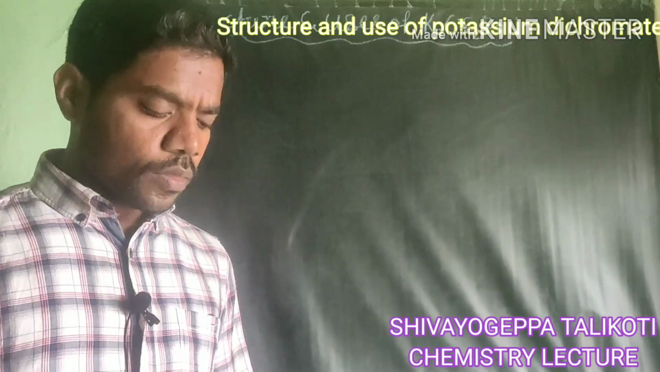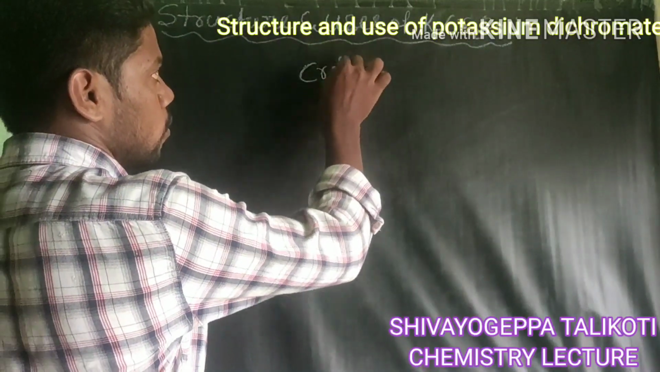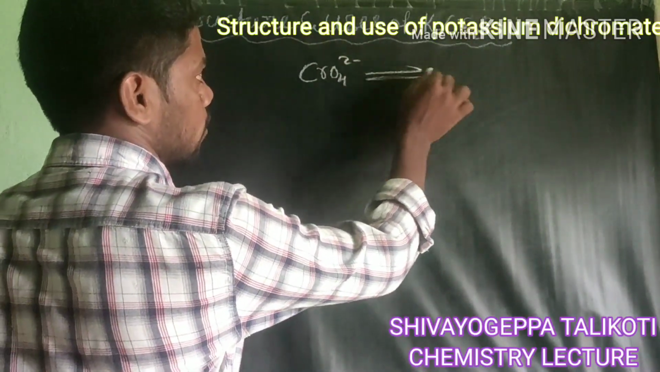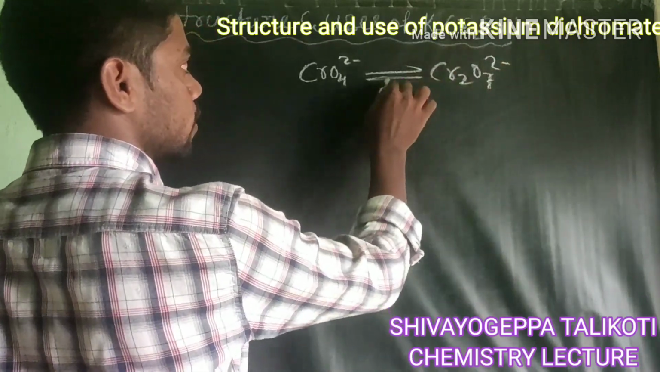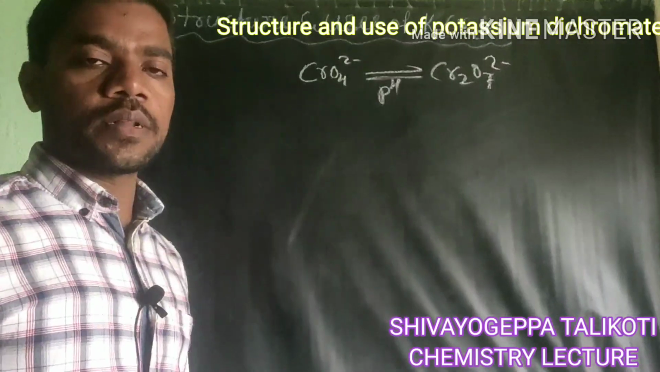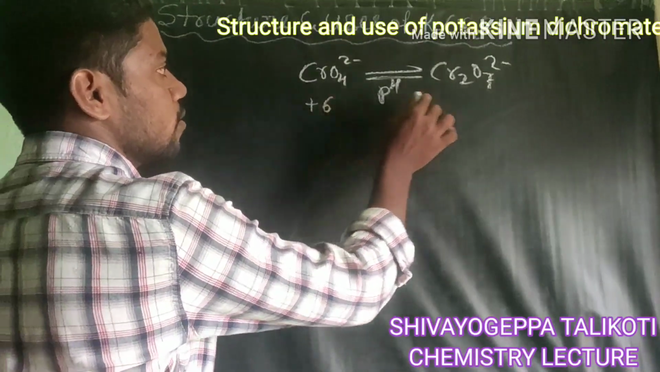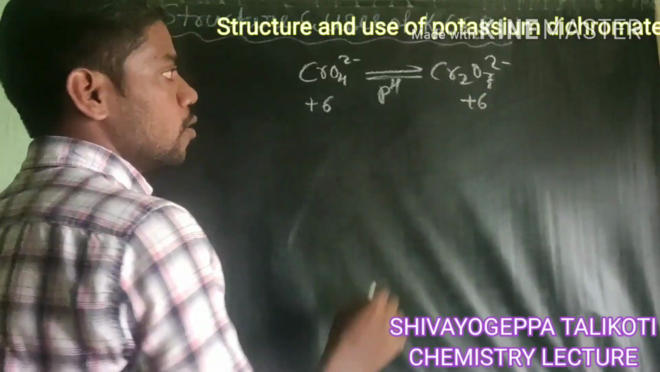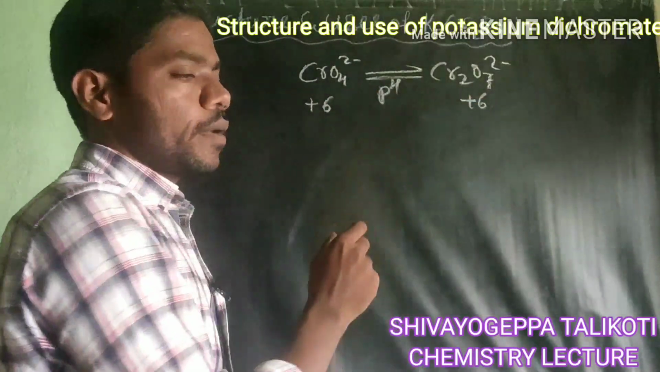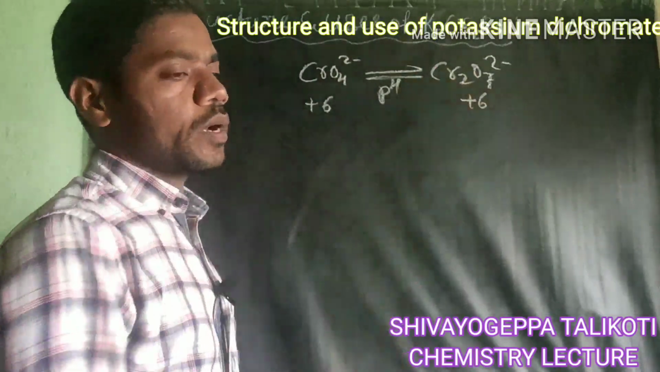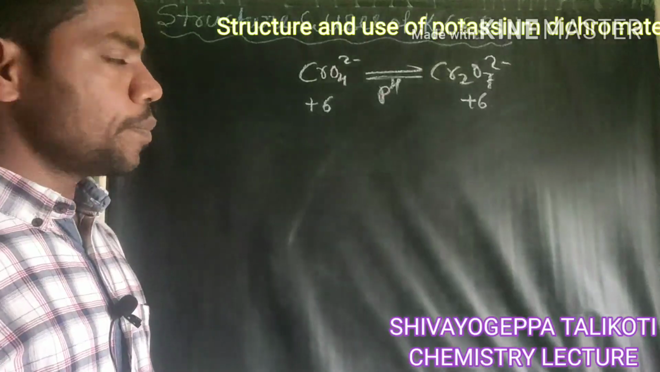Once again I will tell you. You see here, CrO4 2 minus is converted into Cr2O7 2 minus. This depends upon the pH of the solution. Also the oxidation number is plus 6 in this and plus 6 in this, therefore the oxidation number remains the same, and the conversion of chromate to dichromate depends upon pH conditions, as we already learned in the previous video.